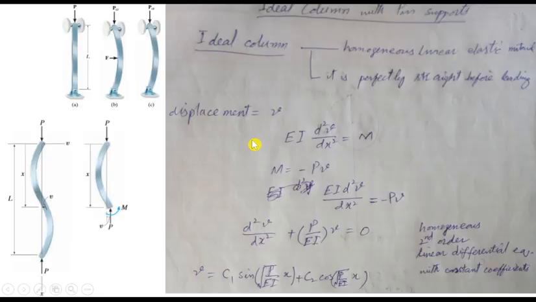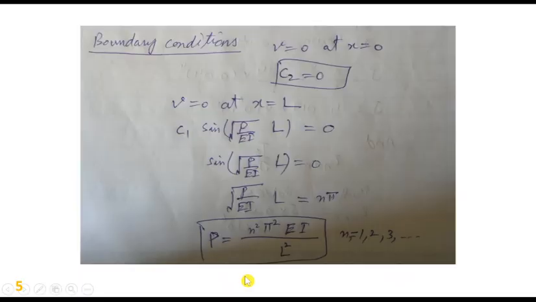Put this in: mu is 0 at x equal to L. Since the cosine term has become 0, there is no need to take it. We proceed with the remaining term, which gives c1 sin of square root of P over EI times L equal to 0. If c1 were 0, that is the trivial solution, meaning the column stays straight. So we move with the other term: sin of square root of P over EI times L is equal to 0.